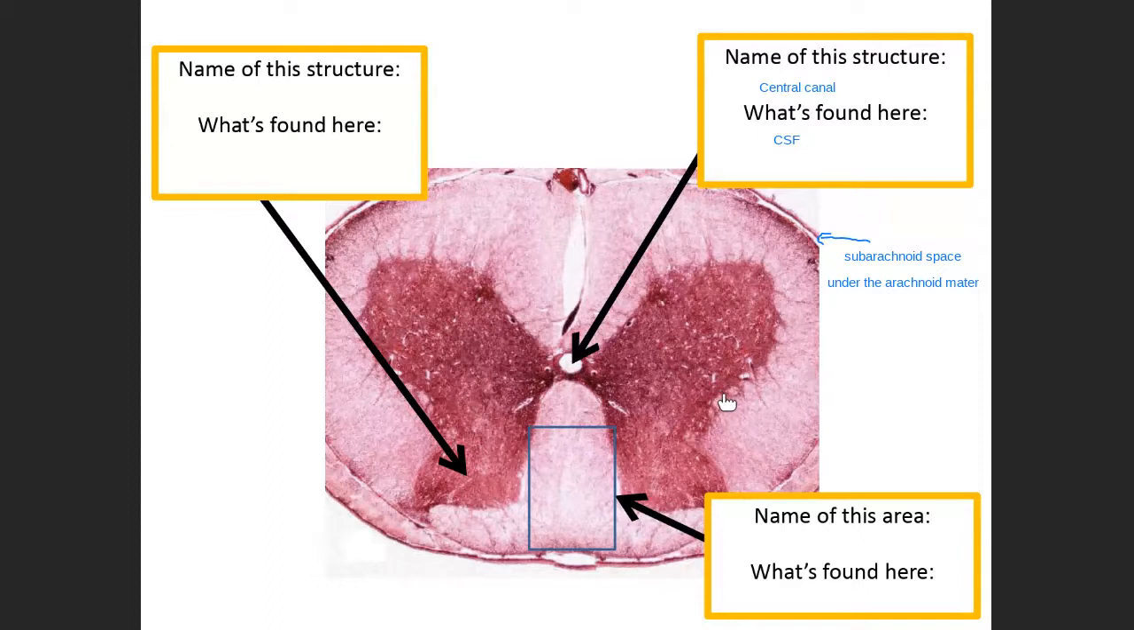I mentioned before we started the group work that if we had a dorsal root ganglion on this slide, we would see that dorsal root ganglion over here. That means that this particular gray horn would be called what?